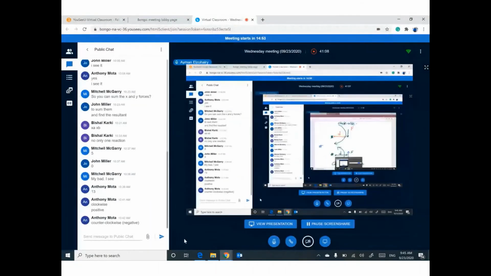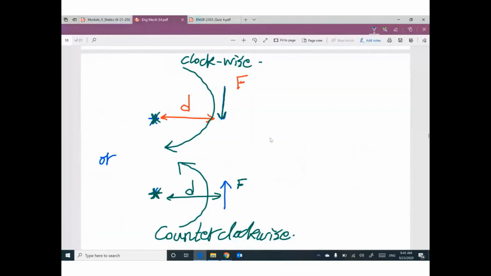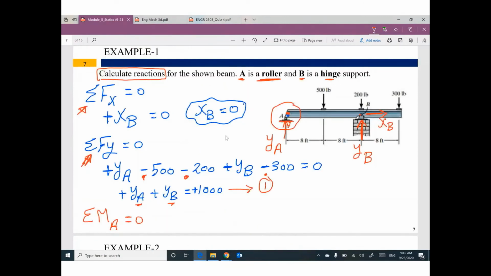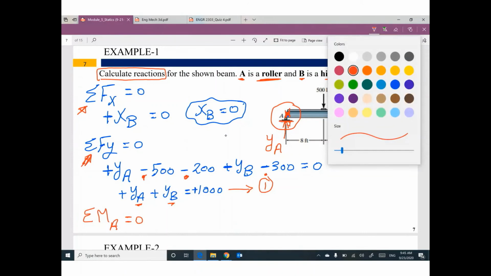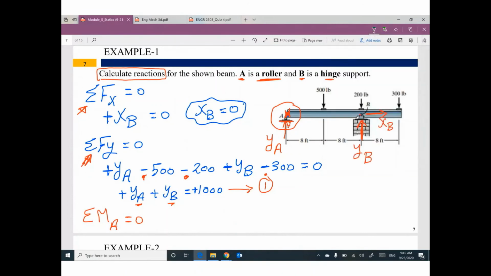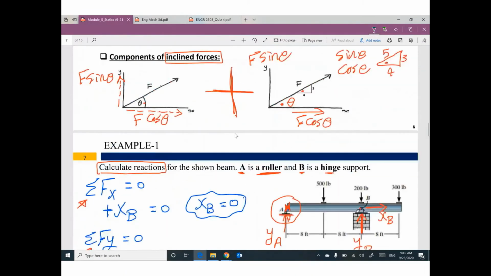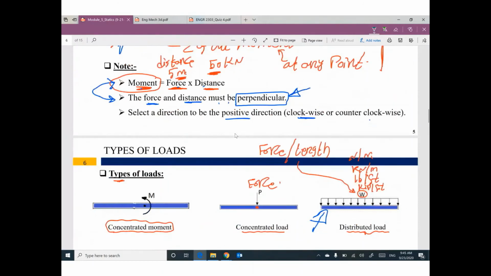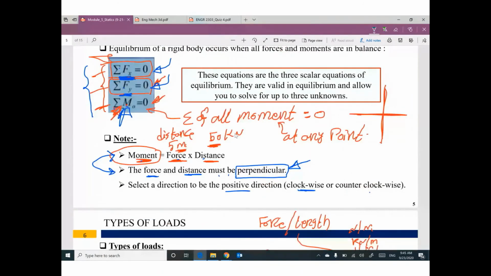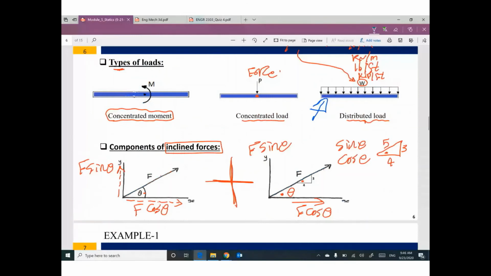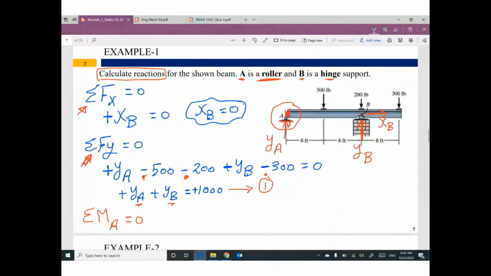So probably your force can rotate clockwise or counterclockwise. If you are taking a moment at A, all the time I'm sitting at A. The third equilibrium equation, summation moment at any point equals 0. So I select point A. So summation moment at A equals 0. Let's start one by one. We are sitting at A.